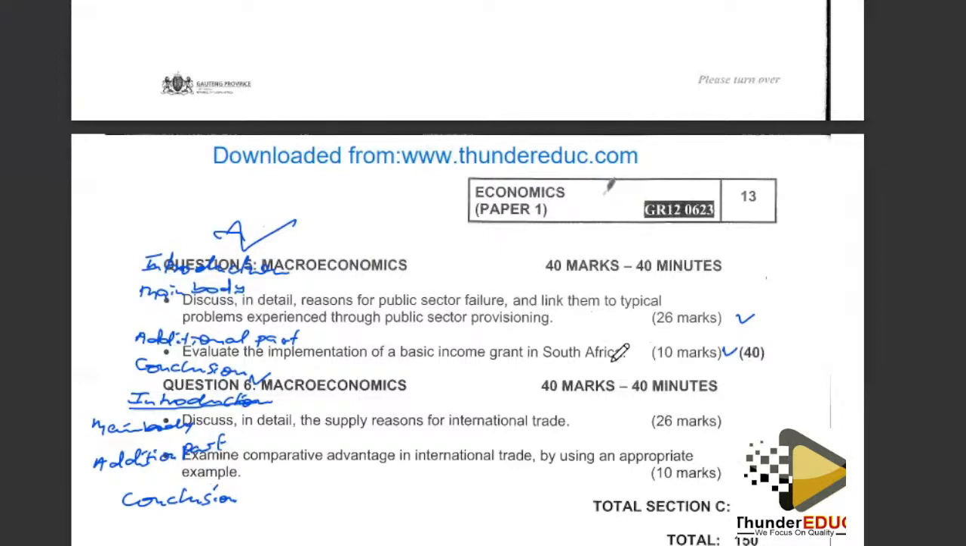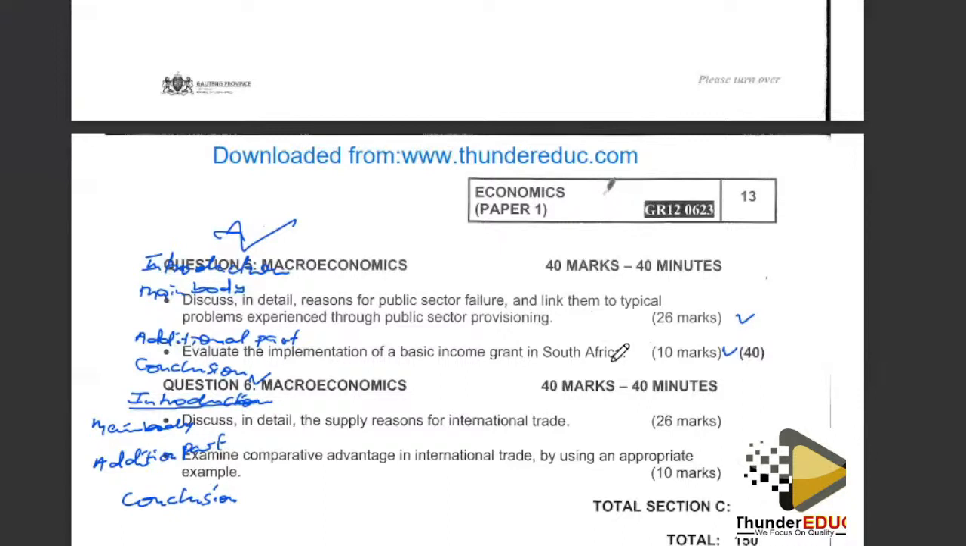Now let's check what the key concept is that should be explained under the introduction. International trade. So let's give our introduction. Under introduction, we say that international trade is the exchange of goods and services across many countries. That is your introduction. Now let's move on to our main body. In the main body, we have to discuss in detail the supply reasons for international trade.